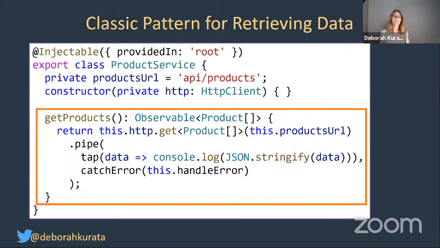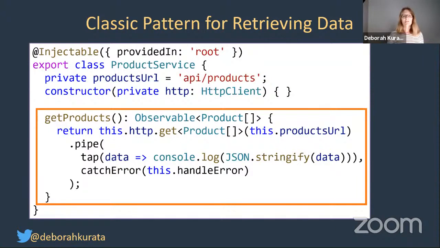Now, if you're like me, you've probably created gazillions of these. This is a service class that uses the classic pattern for retrieving data. So it's a basic service. It has a getProducts method that returns an observable of product array, issues an HTTP GET request, and does something with that. I just have it doing a tap, potentially through our pipe, of course, has our error handling, and it returns an observable of product array. So we've probably seen code like that often.